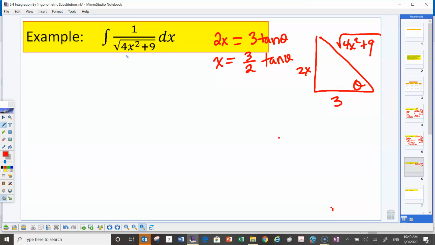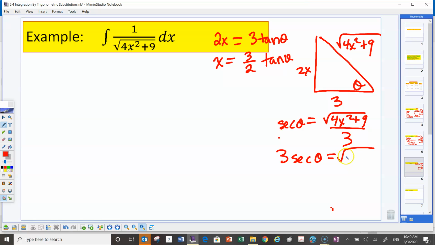we are going to say that the secant of theta is going to be the hypotenuse over the adjacent, so it's going to be the square root of 4x squared plus 9 over 3. And if I bring the 3 up to the other side, now I have a substitution to get rid of the square root of 4x squared plus 9. And if I take the derivative of this, I'm going to get dx is equal to 3 over 2, and the derivative of tan is secant squared theta d theta.